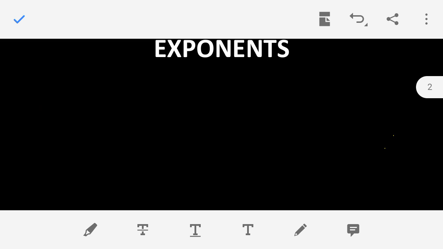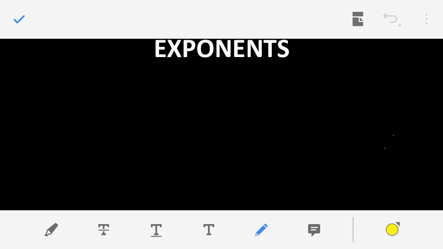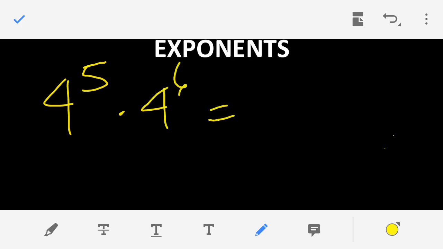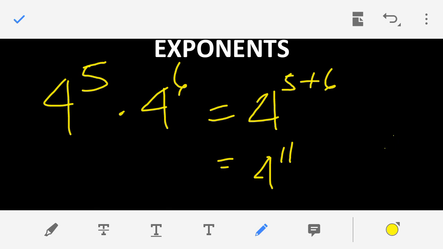For another example, in the rule, as the same base, if you multiply two numbers with exponents and the same base, then you will just add their exponents. For example, you have here 4 raised to 5 times 4 raised to 6. Then the answer is as simple as 4 raised to 5 plus 6 equals 4 raised to 11. Okay? So that's it. As long as they have the same base, then you will just add their exponents.